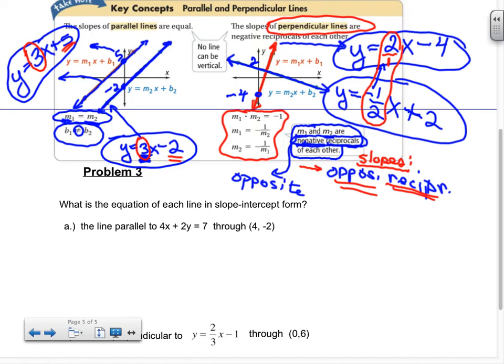Okay, here we go. We're almost done. What is the equation? Because we have to write an equation of each line in slope-intercept form. So they want your line in slope-intercept form. It says the line parallel to this equation, through the point 4, 2. Now, here's the deal. This sometimes is really difficult for students, so I want you to draw yourself a quick picture.